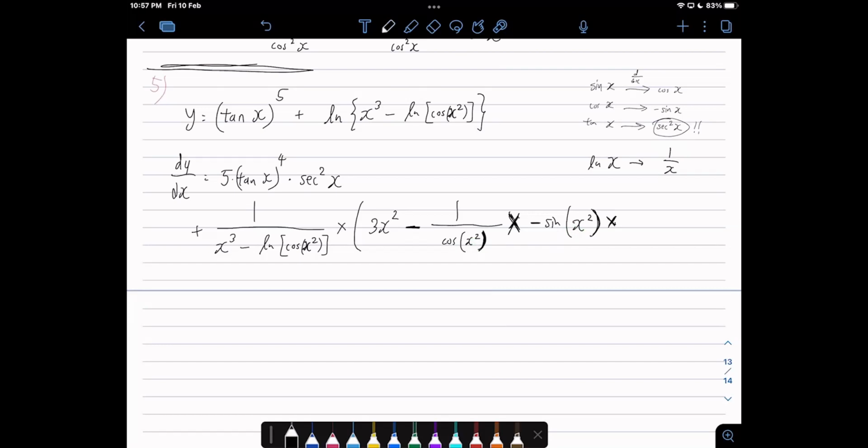What were you saying? Times 2. 2 only? Wait, one layer deeper. See? Times 2x. Cosine becomes negative sine. Keep the inside the same. X squared becomes times 2x. 2x. Very good. Then close the bracket. That's your final answer. Well done. Very good. Okay, but be careful here because there's a negative. You need an extra pair of brackets.